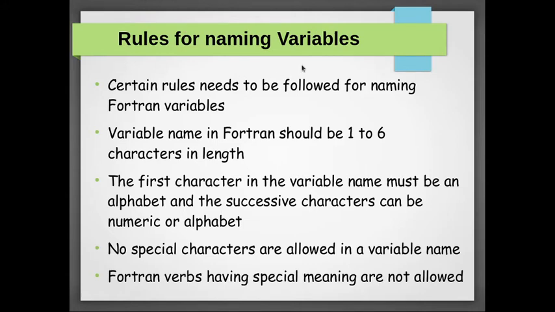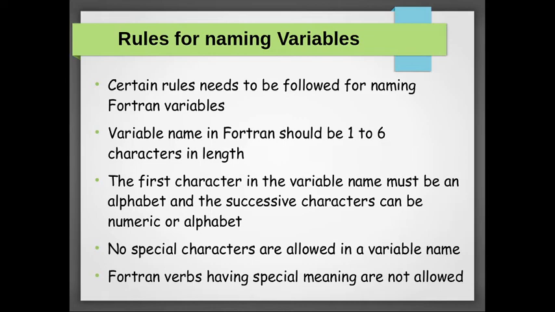So what are the rules for naming variables? So what are the rules for naming the memory locations? And these rules that we are talking about are for Fortran 77. For different variants of Fortran, slight differences might be there. So what are the rules for naming variables in Fortran 77? The variable name should be 1 to 6 characters in length. I can name a memory location sugar, S-U-G-A-R. How many characters are there? S-U-G-A-R, 5. So it has to be 1 to 6 characters in length.